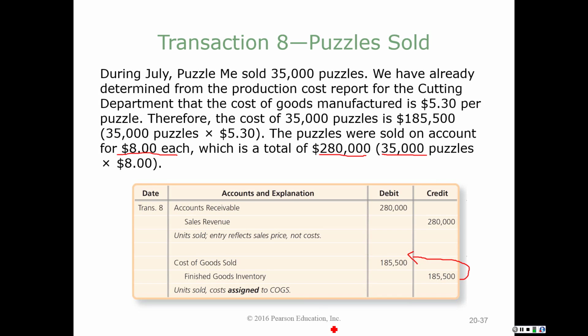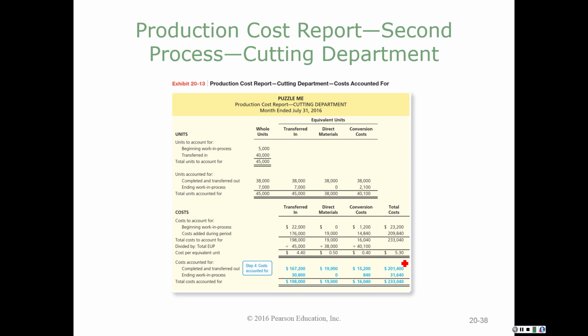This is why we've used our process costing report. If you'll remember, in our process costing report, all of the costs that came in from assembly and beginning work in process, plus the material and labor and overhead that was added in the cutting department, we ended up moving $201,400 into finished goods, ending inventory.